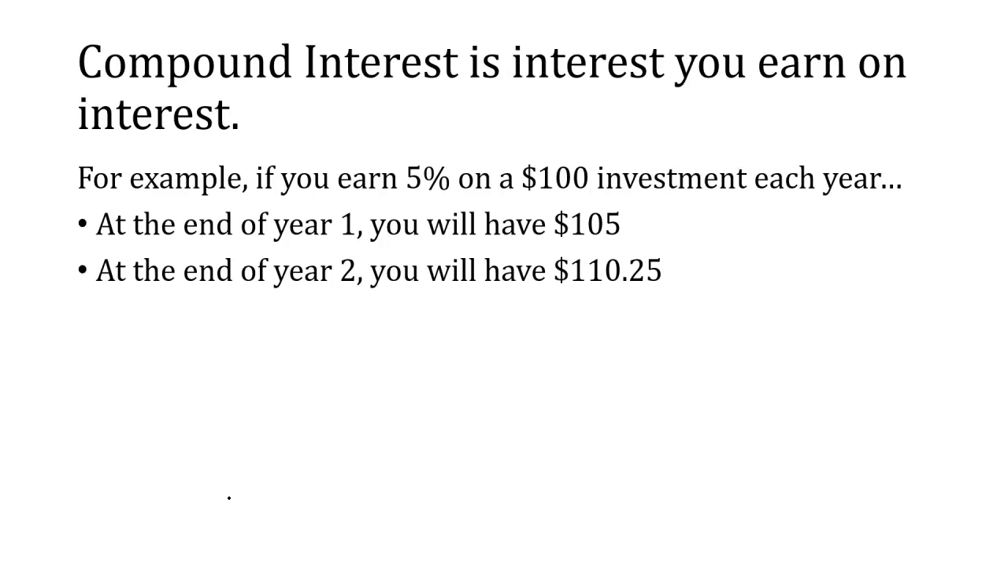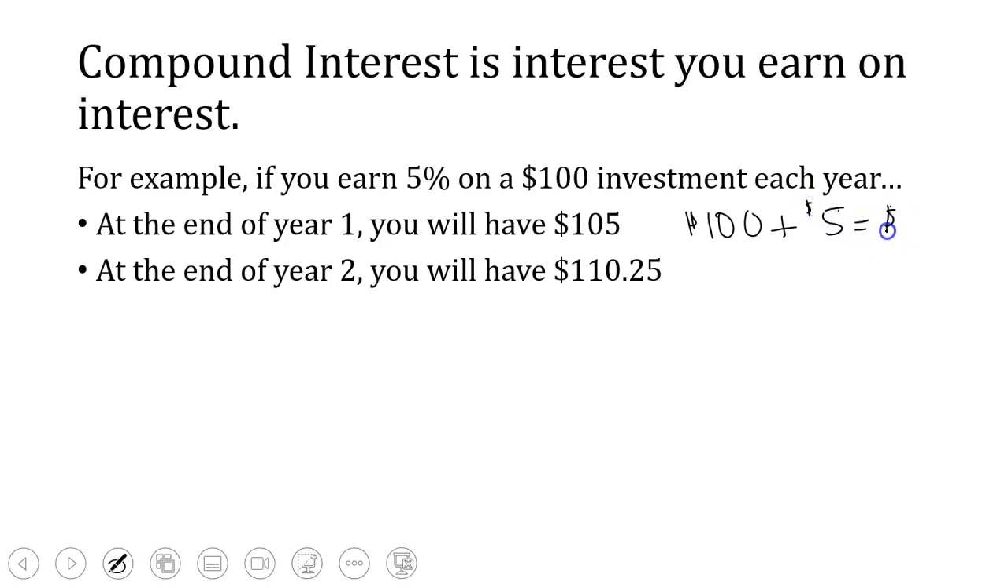So after year one, you have the $100 plus the 5%, which is $5. So that's how you get the 105. So my $100 investment made $5 at the end of the year. So now you take 105 as your base for year two.